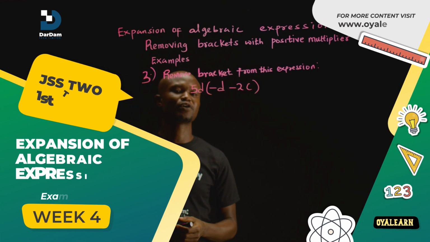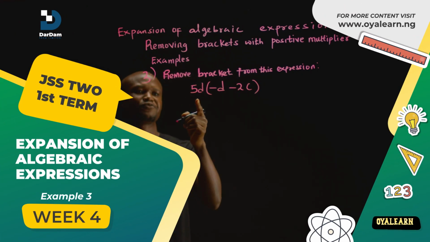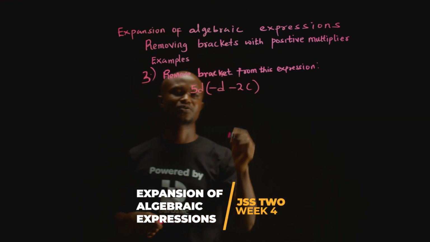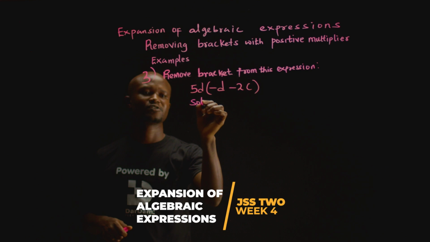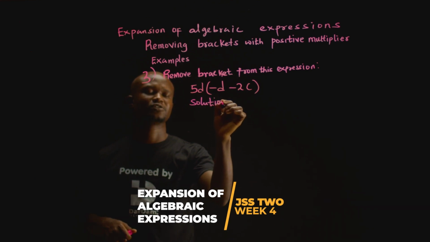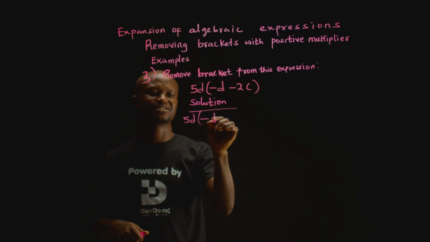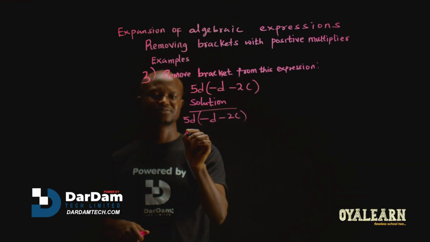Remove bracket from this expression: 5d into brackets minus d minus 2c. Close the bracket. Solution. We have 5d into bracket minus d minus 2c.